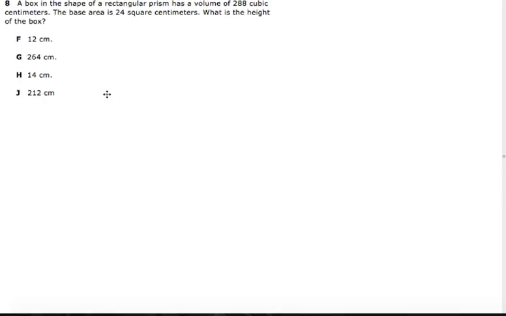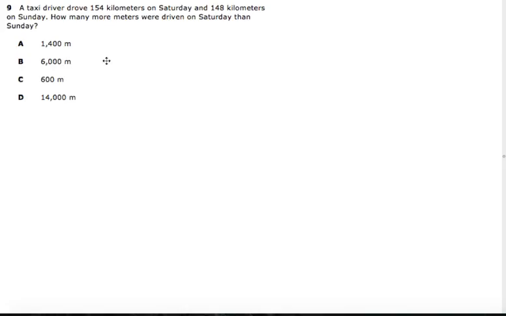Number 8. A box in the shape of a rectangular prism has a volume of 288 cubic centimeters. The base area is 24 square centimeters. What is the height of the box? F. 12 centimeters, G. 264 centimeters, H. 14 centimeters, J. 212 centimeters.